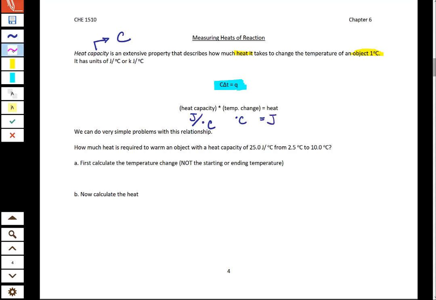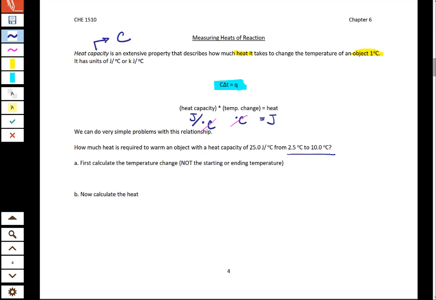So what you'll notice is your degrees Celsius end up canceling out, and so that's how we get the heat in joules here. So when we look at some simple problems that look at this relationship, we can first start with calculating delta T. And so in this problem, it says how much heat is required to warm an object that has a given heat capacity from 2.5 degrees Celsius to 10 degrees Celsius.